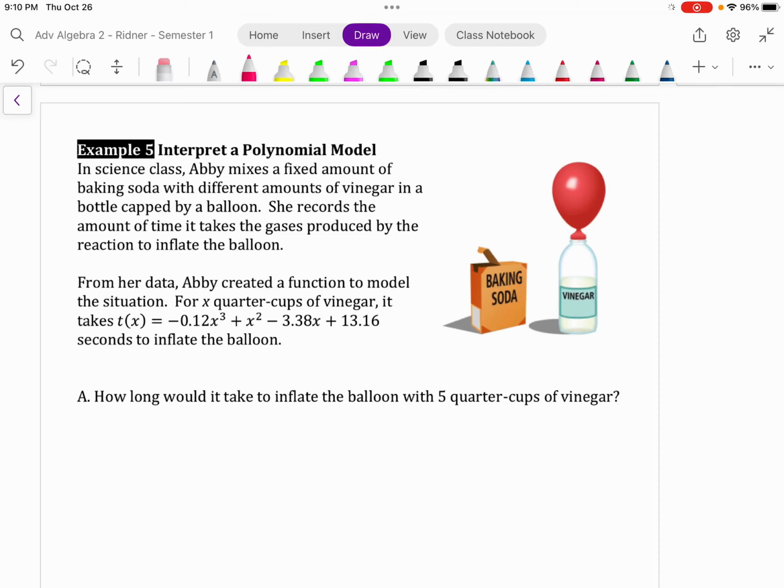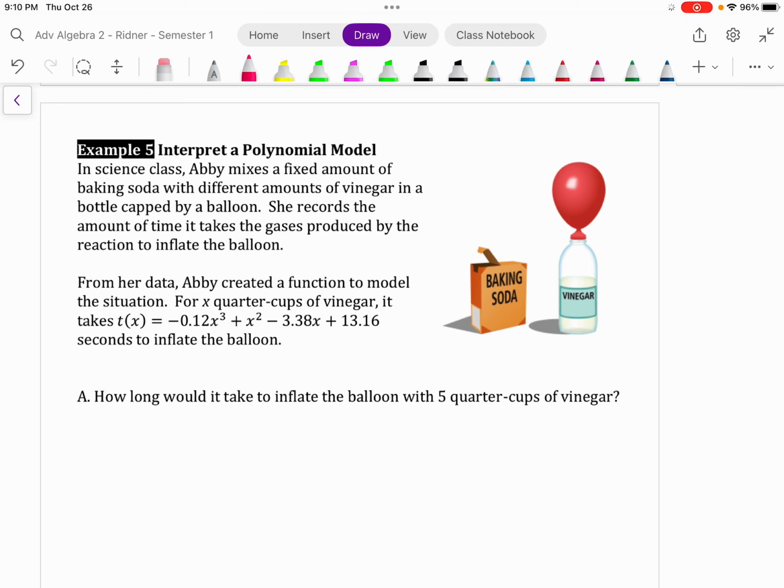Let's use a model to determine a real-world scenario. So in science class, Abby mixes a fixed amount of baking soda with different amounts of vinegar in a bottle capped by a balloon. She records the amount of time it takes the gases produced by the reaction to inflate the balloon. From her data, she created this model that says T of x equals negative 0.12x cubed plus x squared minus 3.38x plus 13.16 seconds to inflate the balloon.